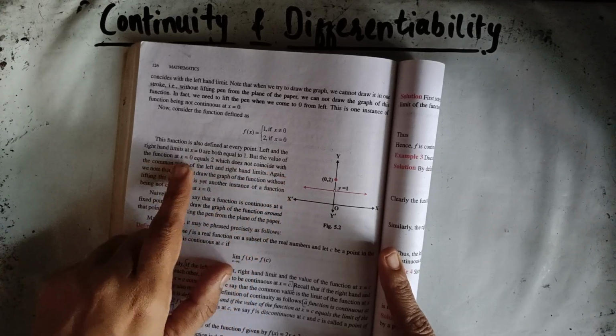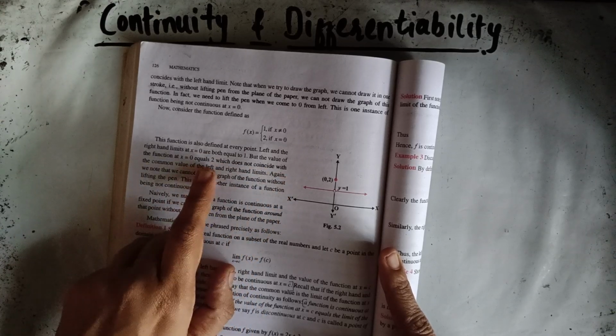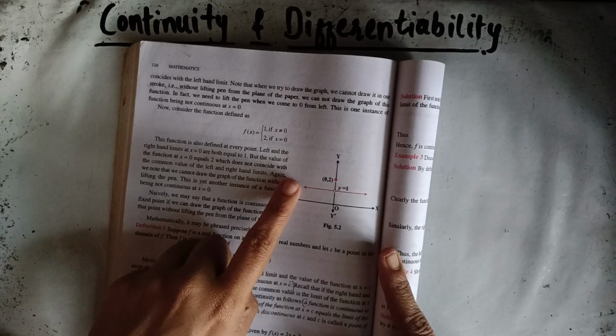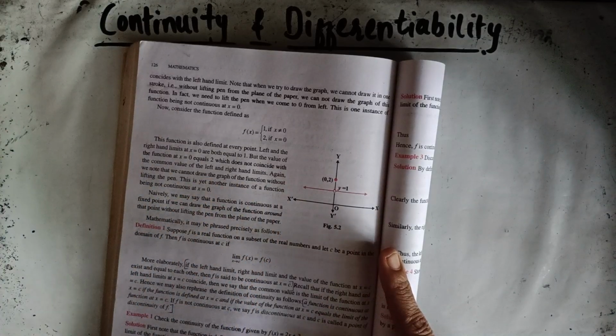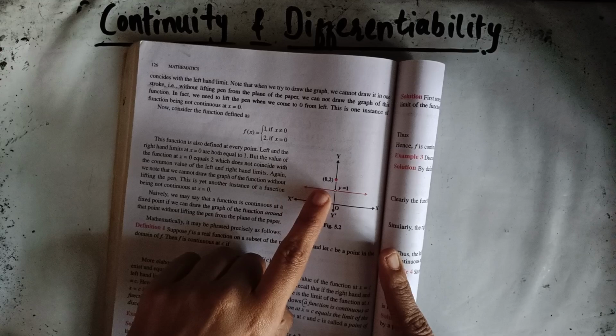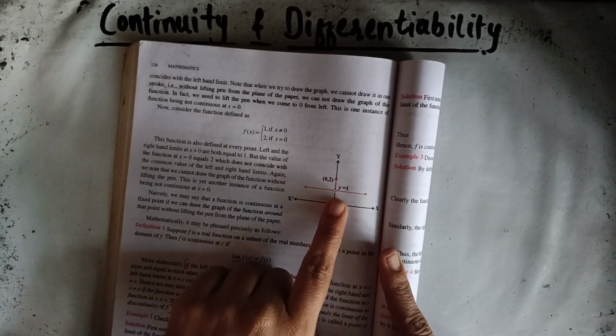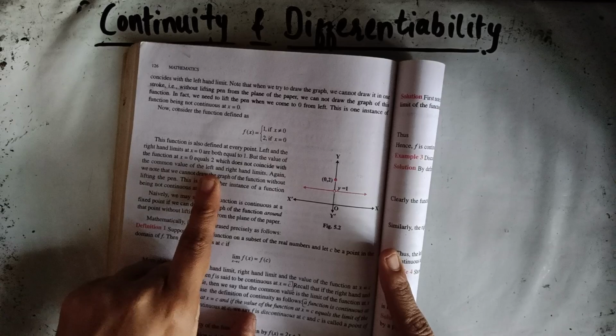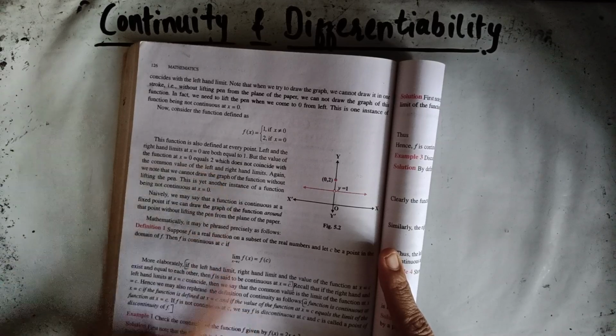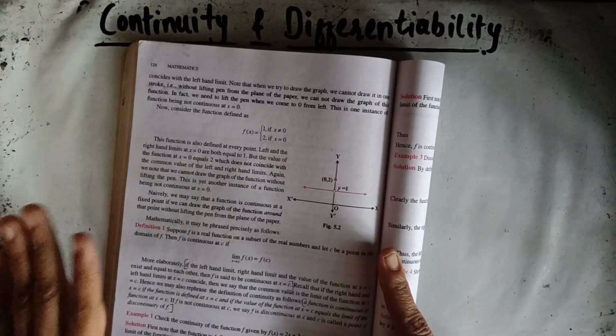So here it is given, see: the value of the function at x equal to 0 equals 2, which does not coincide with the common value of the left hand and right hand limits. So left hand it is 1, right hand it is 1, and at 0 it is 2. So it is not continuous.